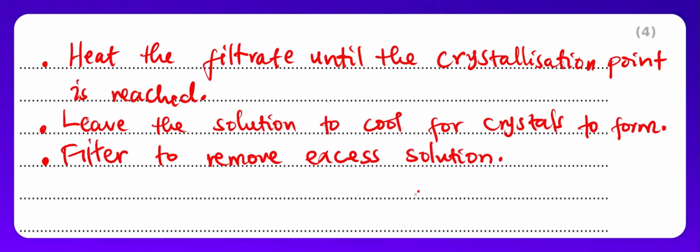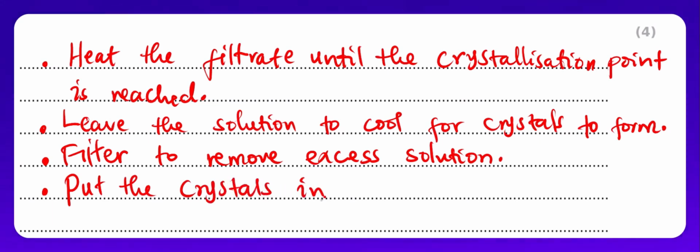So basically, removing the excess solution means that we are going to obtain your wet crystals. So now we have our wet crystals. So what do we need to do next? We need them dry. So we need to put them in a warm oven to dry. Put the crystals in a warm oven to dry. So those are the 4 points you need for you to score all those 4 marks.